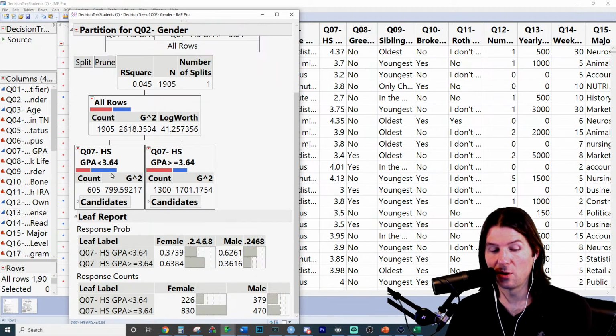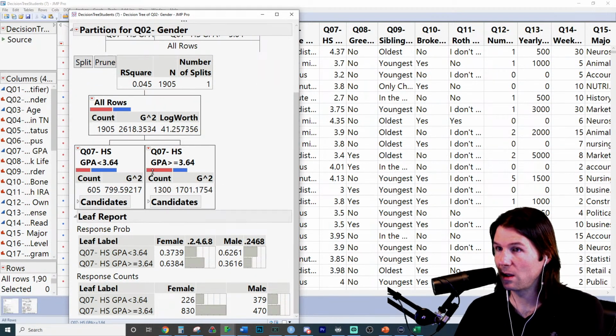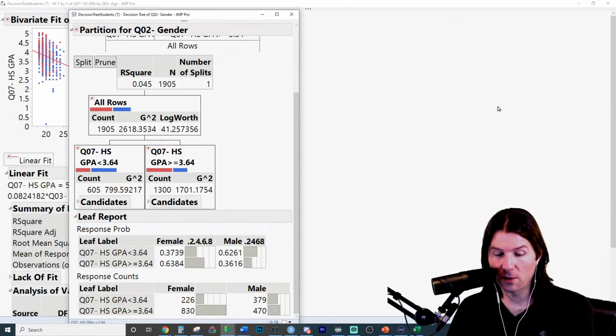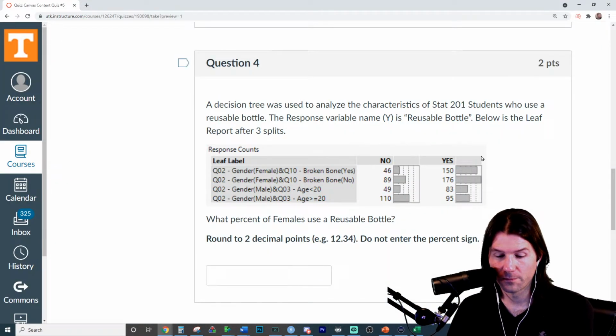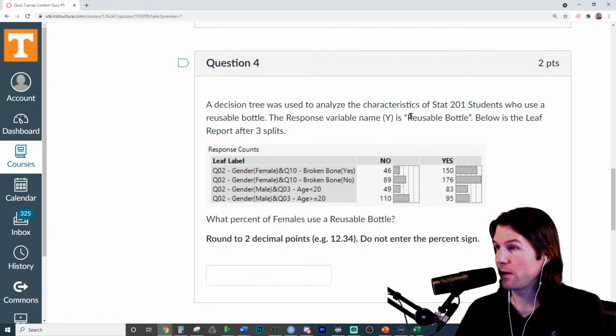So the leaf report shows you inside each of these. These are called the leaves of the tree. So we have here a leaf report on this question. And it says, what percent of females use a reusable bottle? And that was the variable of interest we were predicting, whether or not they use a reusable bottle right here. And so this is the yes or no for using a reusable bottle.